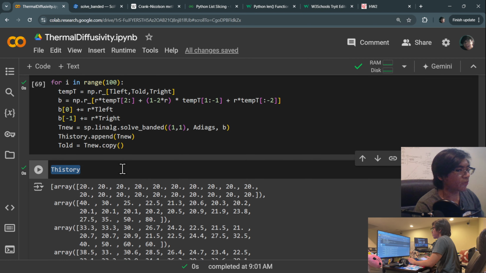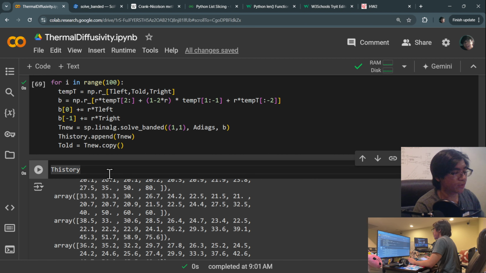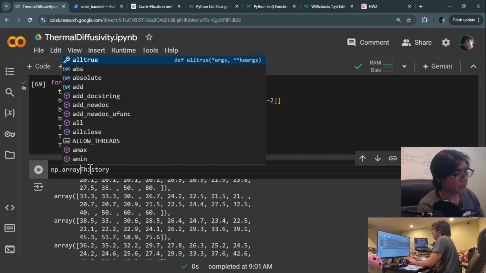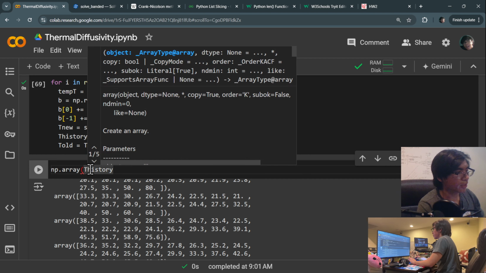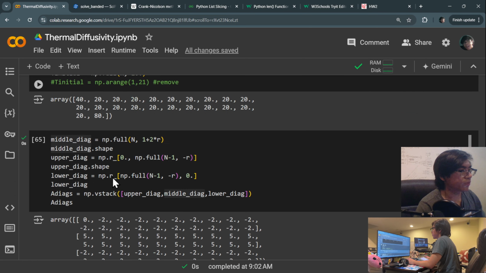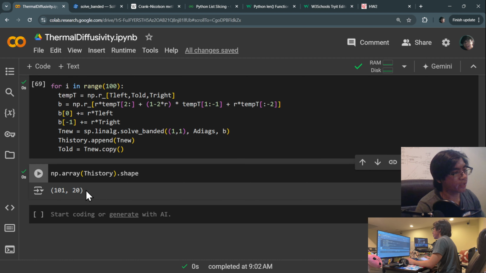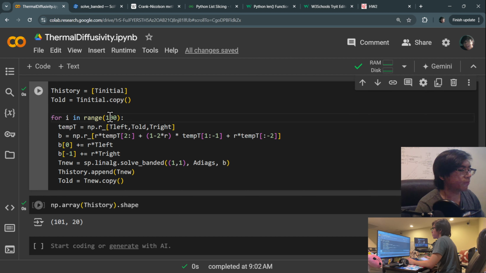So for our full T history, our temperature profile, I'll need to v-stack all these arrays since they're all separate arrays in a list right now. So actually, let's look at its shape for now. np.array this thing and look at its shape. See if it's the correct number. Yeah. So it's 101 and then 20. 20 for our discretized positions, 101 because of 100 iterations, and our initial T initial as the additional one.